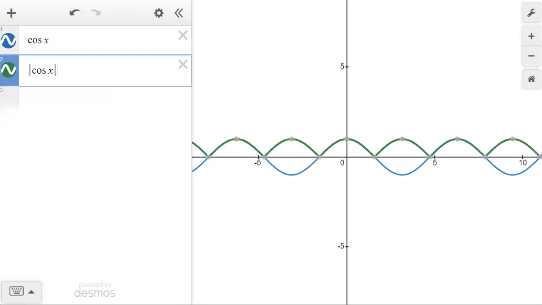See how the graph looks. There is no negative part. It all changes. It goes to the positive part. I think this is clear.